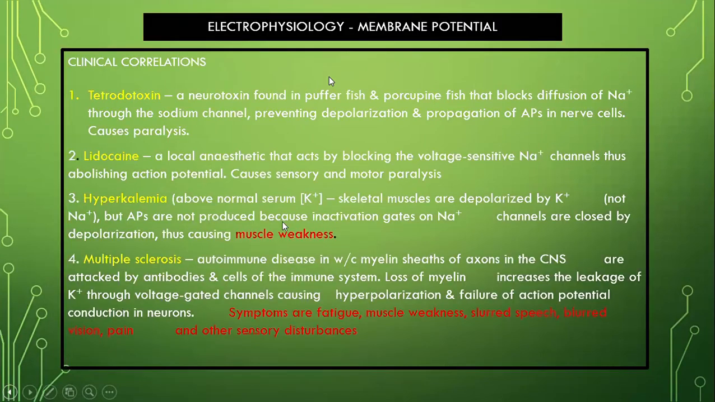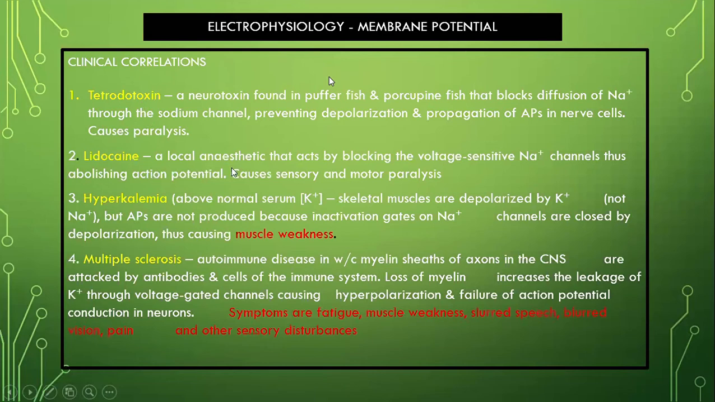Around August, when the toxin is at the minimum. Toxin in the puffer fish is at its minimum, but still it's very risky to eat puffer fish because of this tetrodotoxin.